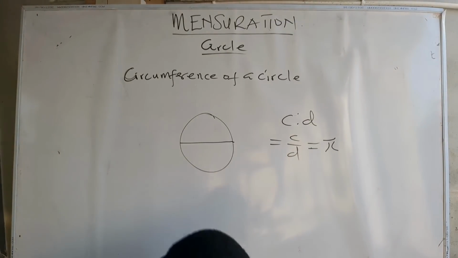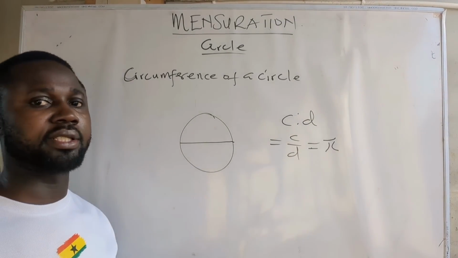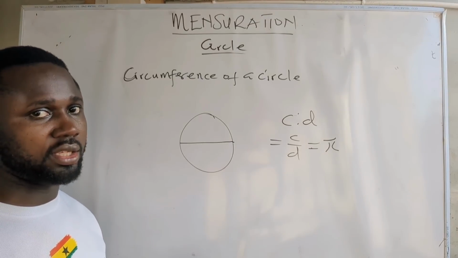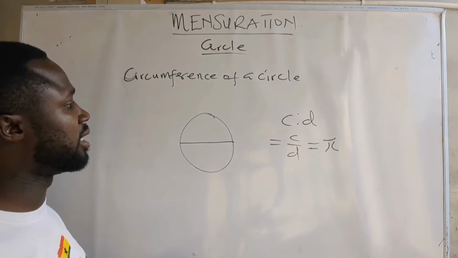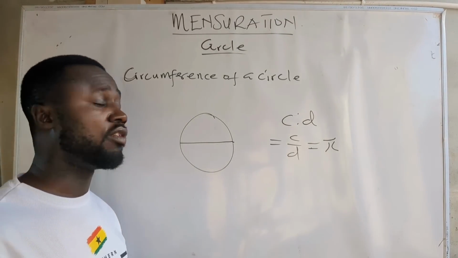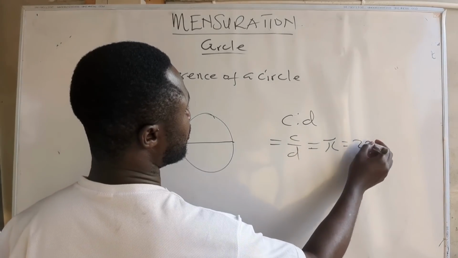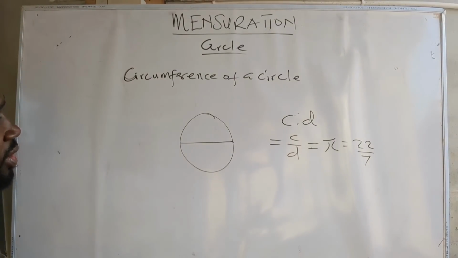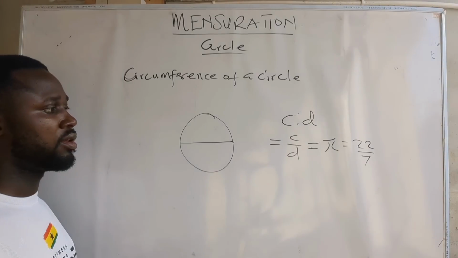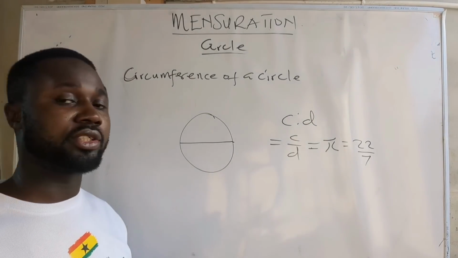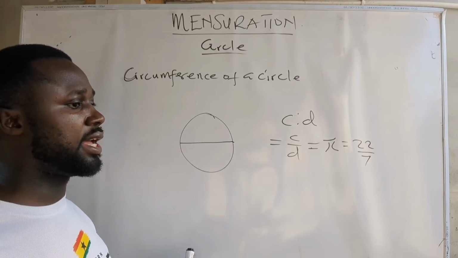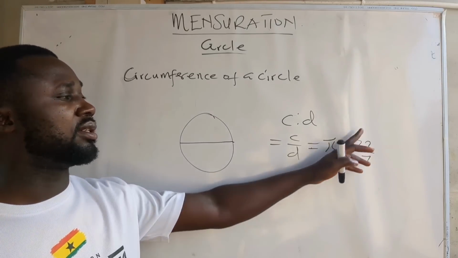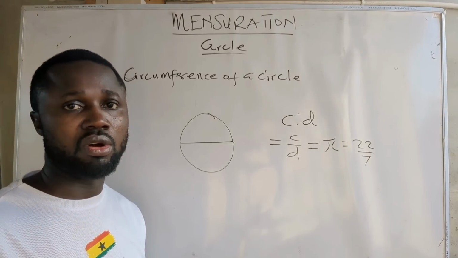Okay, and pi is 3.143, and then it continues like that. It's irrational. And if you want to write it as a rational number, it becomes what? 22 on 7. So that is about pi. Mostly you'll be given pi in the question, either to a certain decimal place, or as a rational number like 22 on 7.